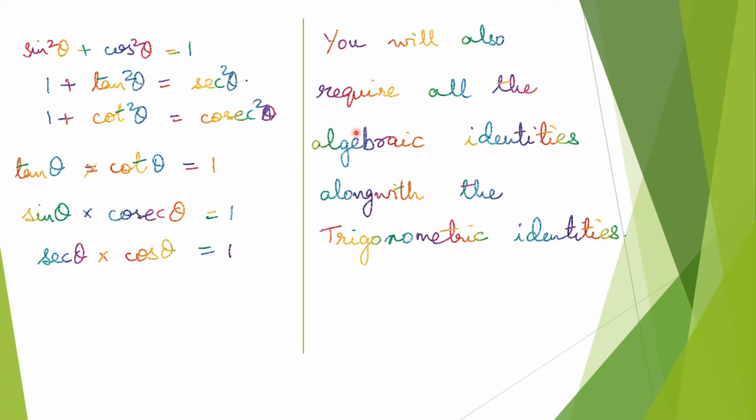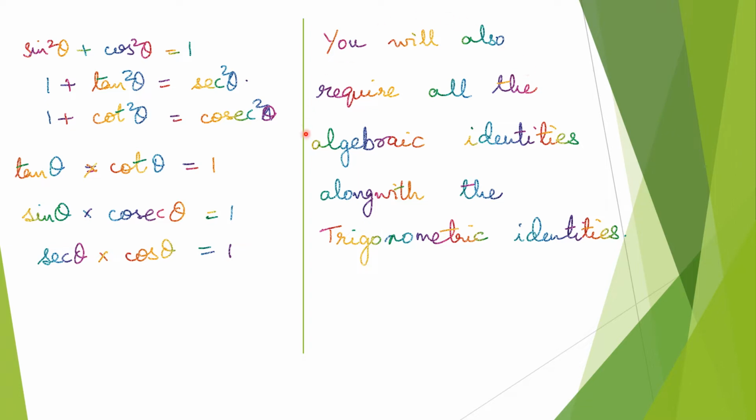Before you sit down to solve, there are a few things you must remember. One is these identities, that is sine square theta plus cos square theta is equal to 1. 1 plus tan square theta is equal to secant square theta. 1 plus cot square theta is equal to cosec square theta. Then if you remember in the previous slide, we did tan theta into cot theta is equal to 1 because tan and cot are reciprocals of each other. Sine and cosec are reciprocals, therefore sine theta into cosec theta is equal to 1. Sec and cos are reciprocals, therefore sec theta into cos theta is equal to 1.